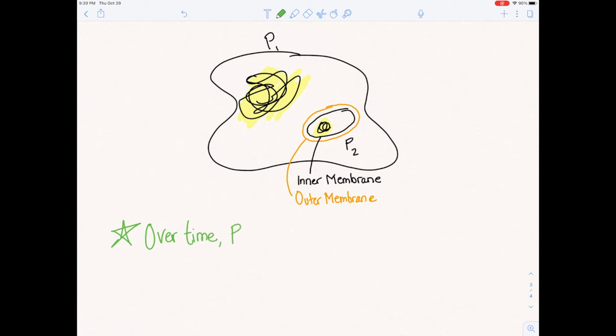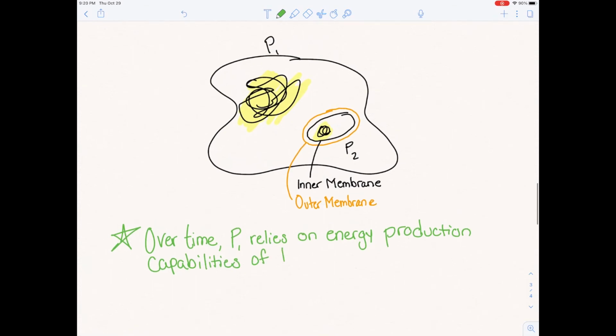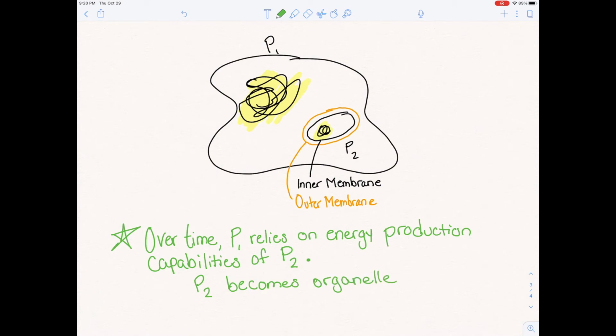The first thing is that over time, P1, prokaryote 1, is going to rely more and more on the energy produced by P2, prokaryote number 2, and that's the one that's been internalized. So P1 is going to be relying much more on P2 as time goes on. So as a result, P2 is going to become an organelle that works for P1 to produce its energy. And an important thing to note is that this organelle is going to be membrane bound.